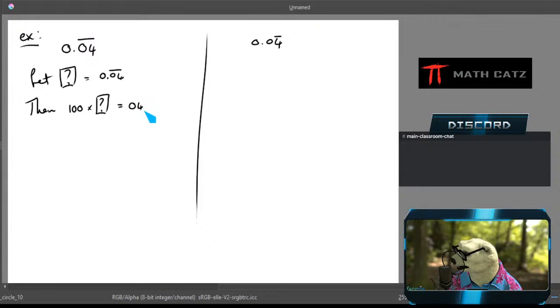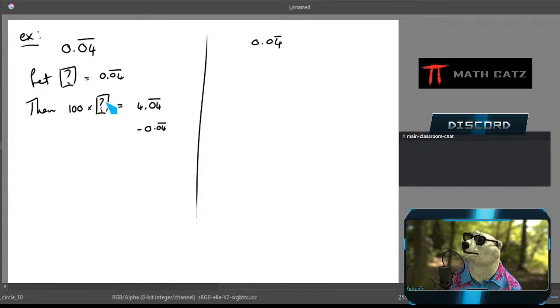Now, technically, this is 0.04 repeating, but we don't write this 0, though you're welcome to if you want to. So I've shifted it out. Then I want to get rid of this decimal tail. So looking at the decimal side, I see I have to subtract 0.04 repeating because that's exactly the tail.